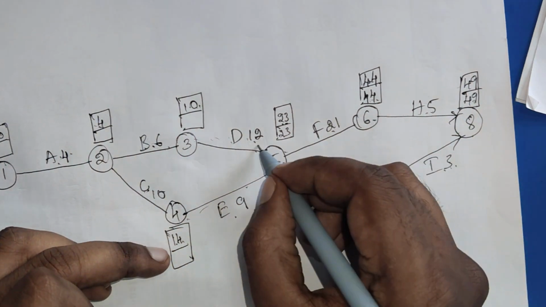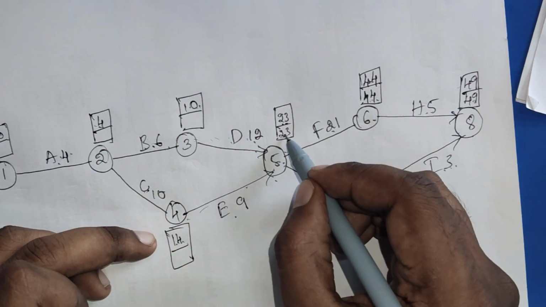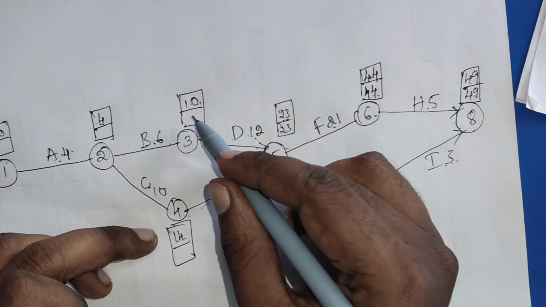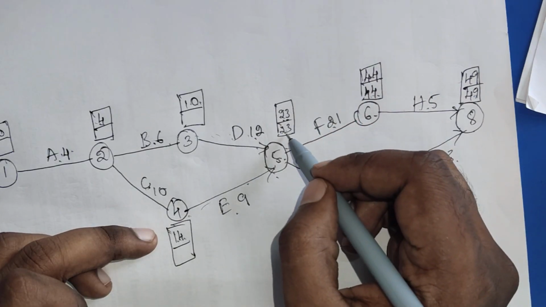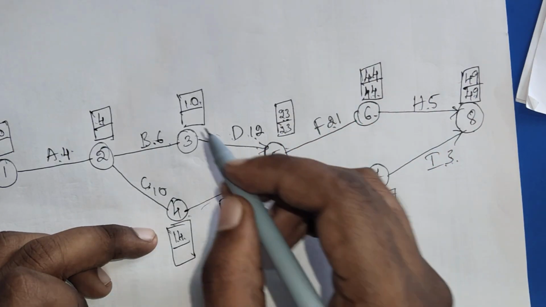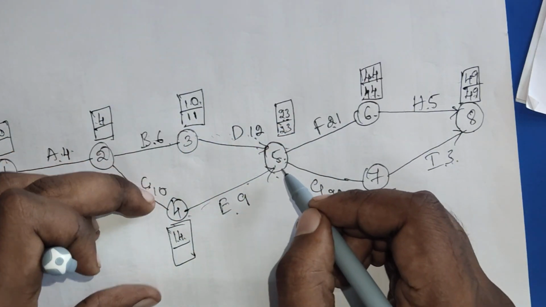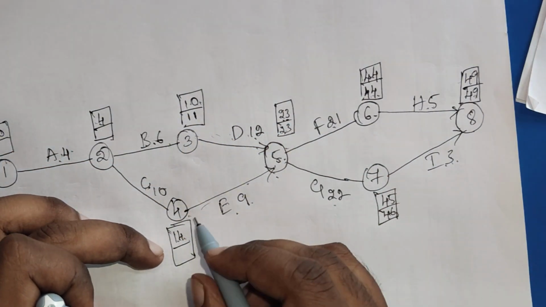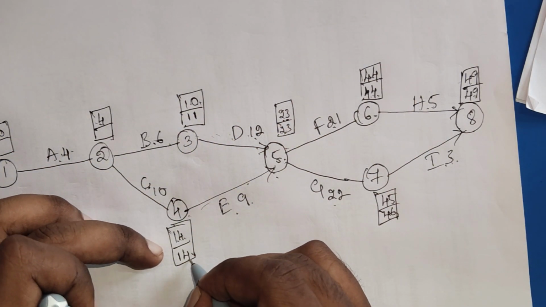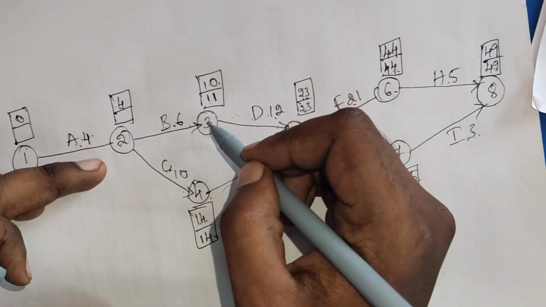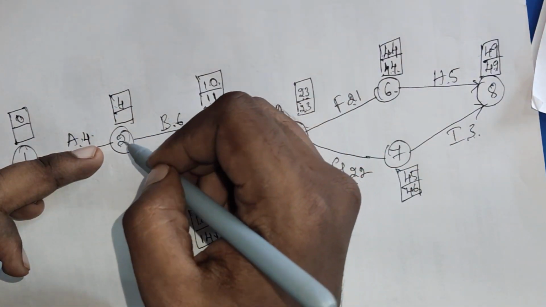Done. And then next, 23 minus 9 and 23 minus 12. 23 minus 12 is 11, and then 23 minus 9 is 14. Now 3 and 4 are done. We need to move to 2.